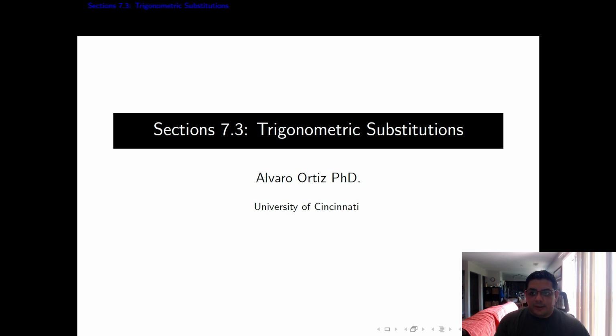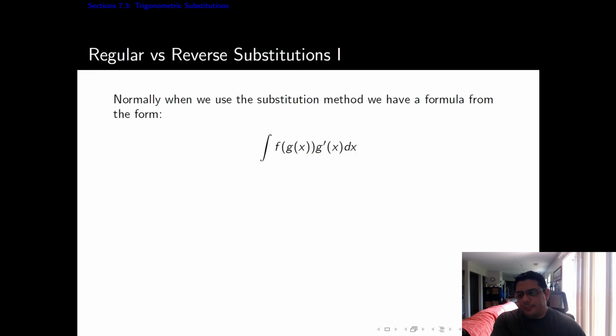Hello everyone. In this video we're going to talk about trigonometric substitutions. Before, when we were normally using the substitution method, we used to have an integral of the following form: the integral of f of some function g(x), composed, times g prime of x dx. As you can see, there's some sort of chain rule involved inside of that function, and so it's easy to think that we're just going to get back the original antiderivative for the function f somehow.